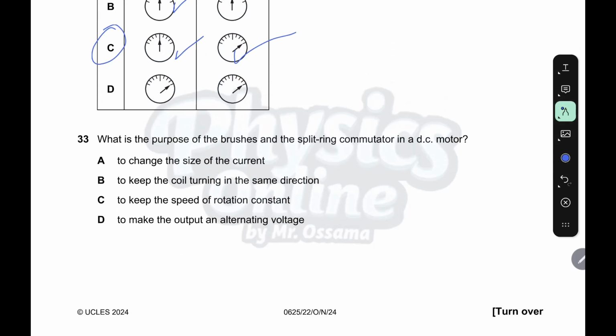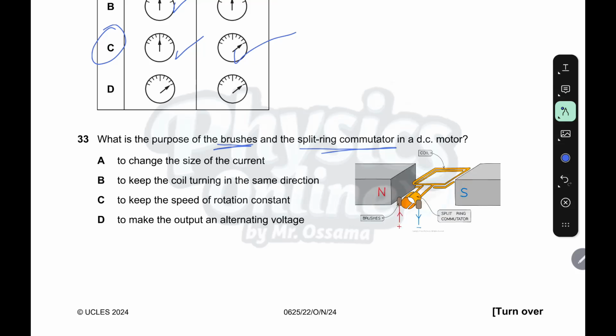The purpose of the brushes and the split-ring commutator in the DC motor. The main job for them is to keep the current in one direction, keeping the coil turning in the same direction. The options: to change the size of the current, to keep the coil turning in the same direction, to keep the speed of rotation, to make output of a returning coil. Keep the coil turning in the same direction.